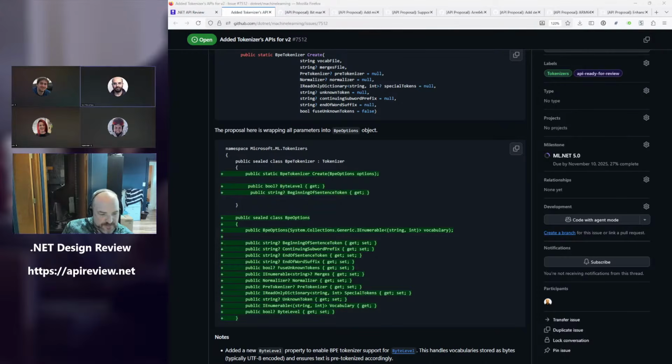Yeah, so the BPE tokenizer exposes the vocab property, and this vocab property is a dictionary. If somebody creates a BPE tokenizer with the create method today and passes a JSON file, we read the JSON file and cache it as a dictionary, from string to int, and we expose this to the user, so users can get this data.